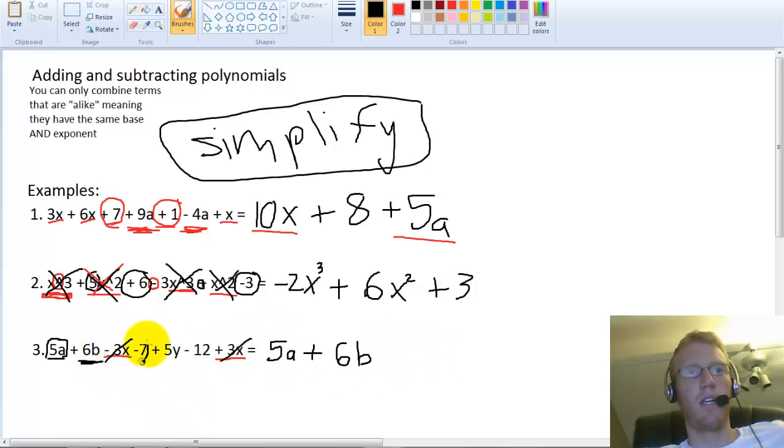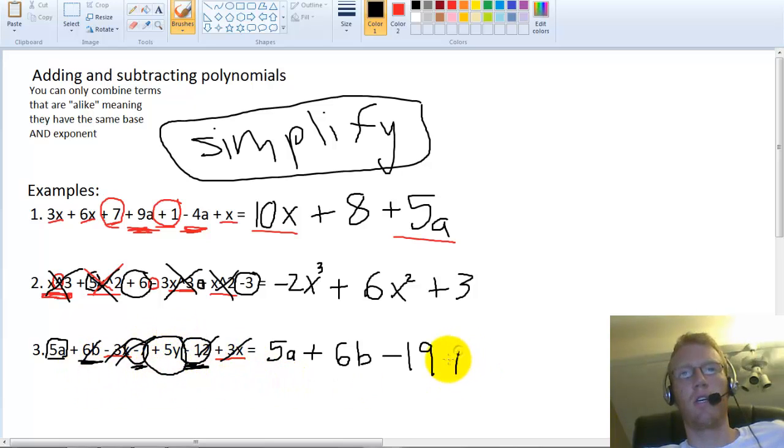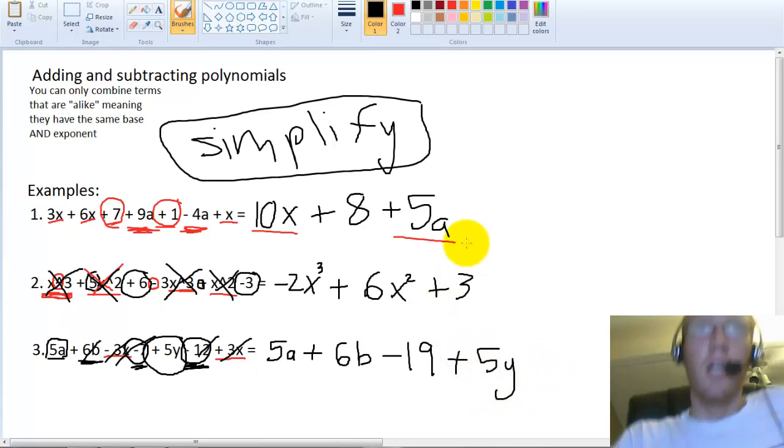Alright, how about here? I've got a negative 7 and a negative 12. Okay, if I owe $7 and then I owe $12 more, then I owe $19. So anytime you're combining two things with the same sign, you just add them together and keep the sign. So negative 7 minus 12 is negative 19. Okay, those are done. The b's, we were done. The only thing left here is plus 5y. There's nothing else with a y in it, so I just toss on plus 5y, and that's my final answer.